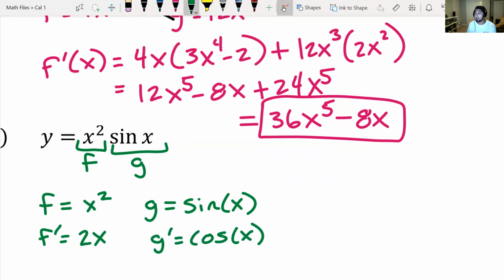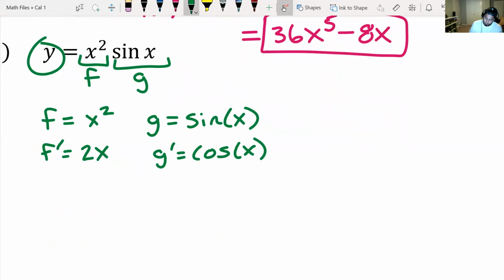G prime is cosine x. The derivative of x squared, 2x. The derivative of sine, cosine x. We're taking the derivative of y, so we will write y prime.